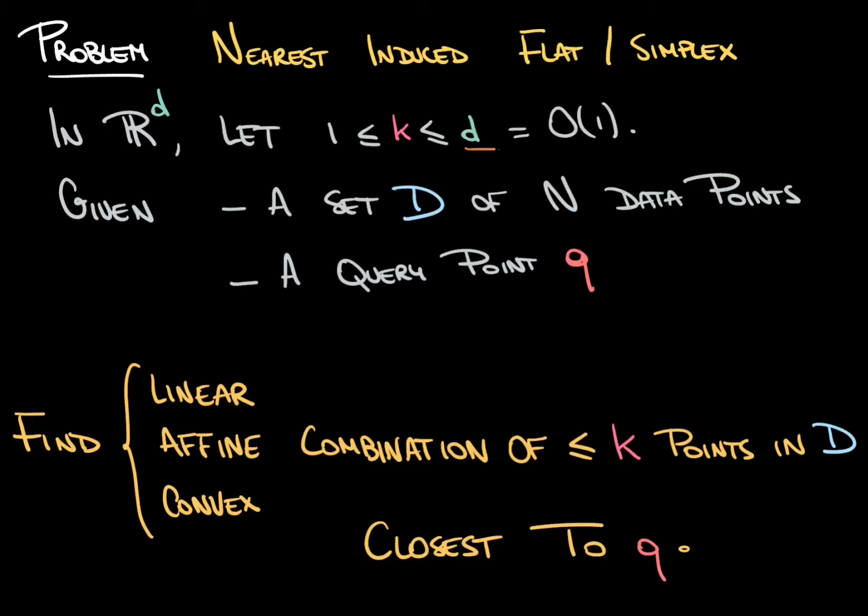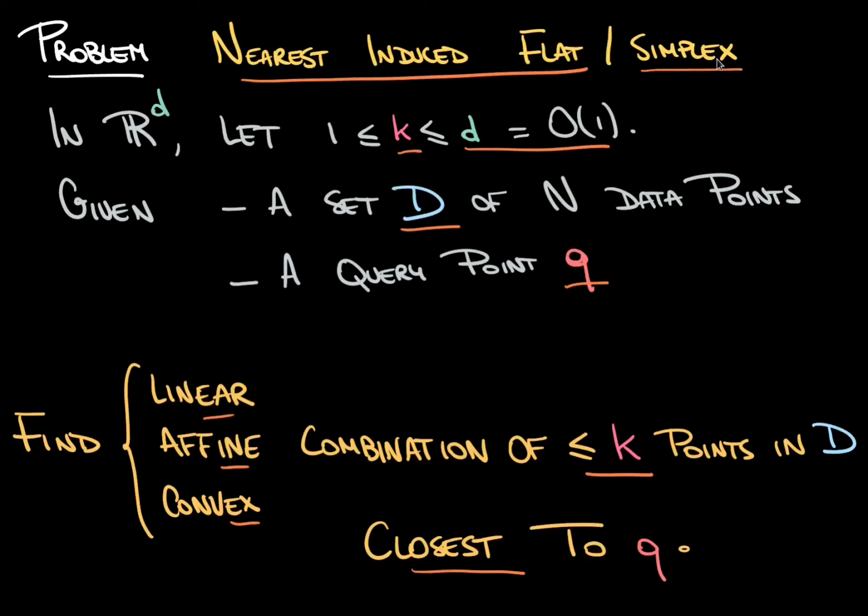In constant dimension d, we fix a parameter k. Given a dataset D and a query Q, we wish to find a linear, affine, or convex combination of at most k data points that is closest to the query. When an affine combination is sought, we call this problem the nearest induced flat problem. And when a convex combination is sought, we call this problem the nearest induced simplex problem.